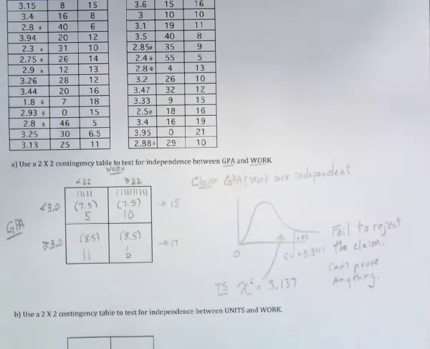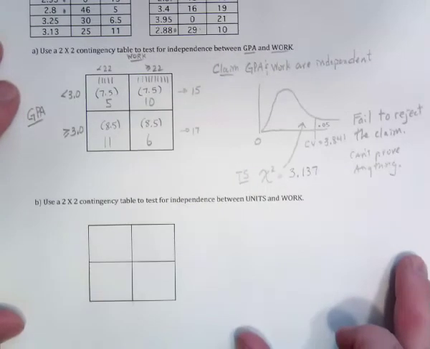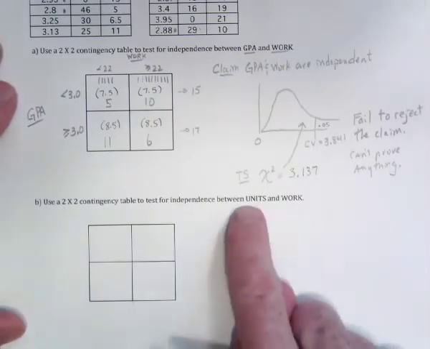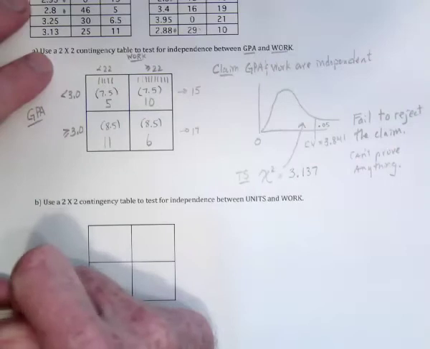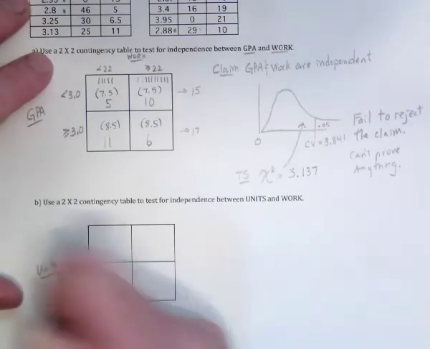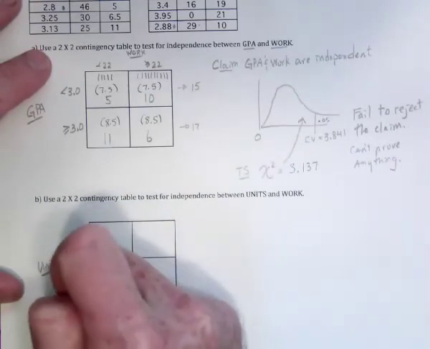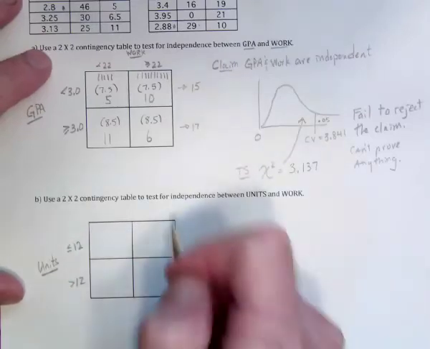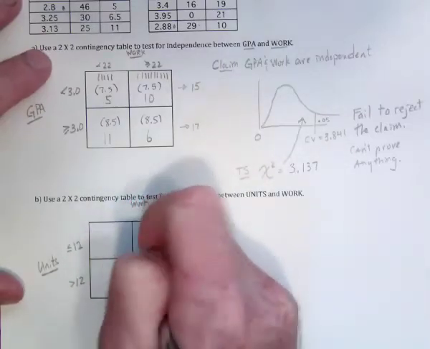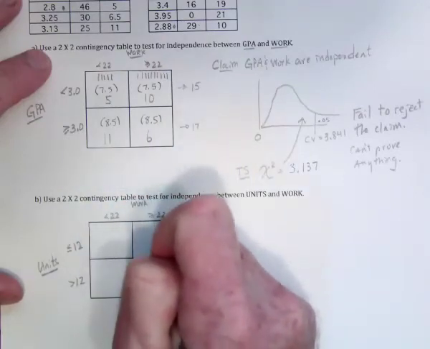All right, now, because that one was rather challenging, and because I also want to see, well, does the work have an effect on how many units, we're going to do the same thing again. So again, you can find the average and use that to divide the units, which is 12. So we'll go less than or equal to 12, and then bigger than 12. And again, work is still 22. So less than 22, bigger than or equal to 22.